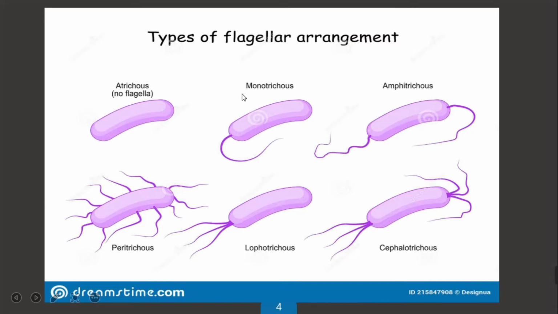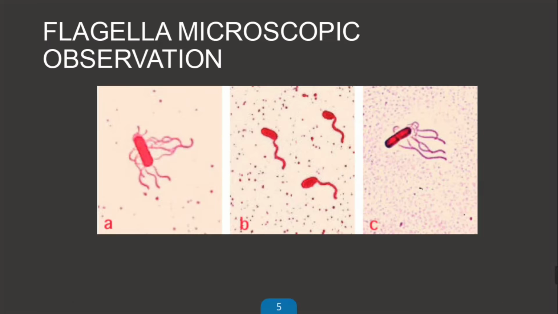This is the image of flagella arrangement in bacterial cells. Atrichous, no flagella in bacteria. Monotrichous, single flagellum in bacteria. Amphitrichous, a flagellum at both ends of bacteria. Peritrichous, flagella arranged over the whole cell. Lophotrichous, a bunch of flagella arranged at one end. Cephalotrichous, a bunch of flagella arranged at both ends. This is the image of microscopic observation of flagella.